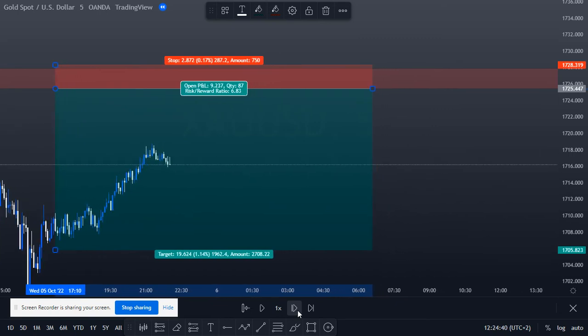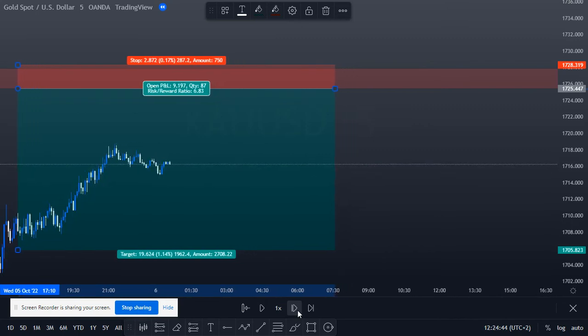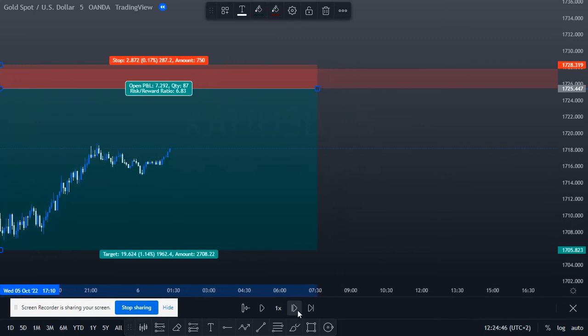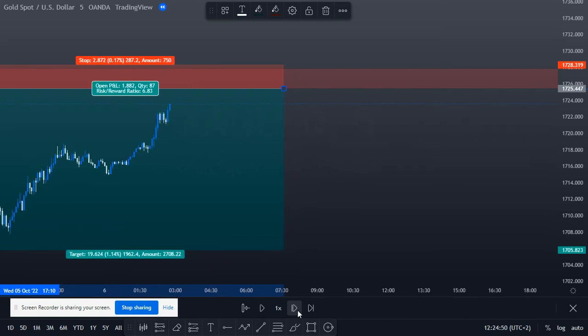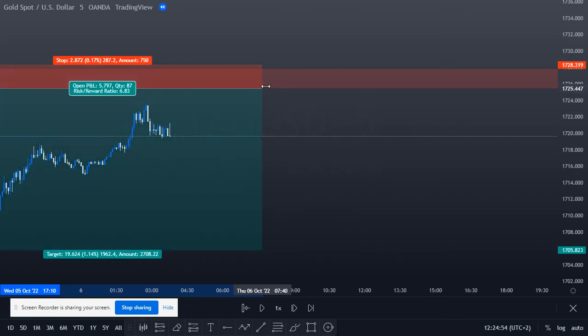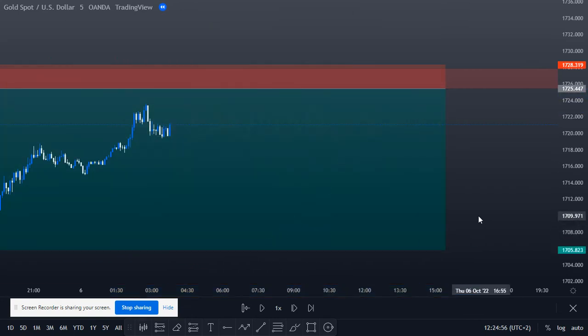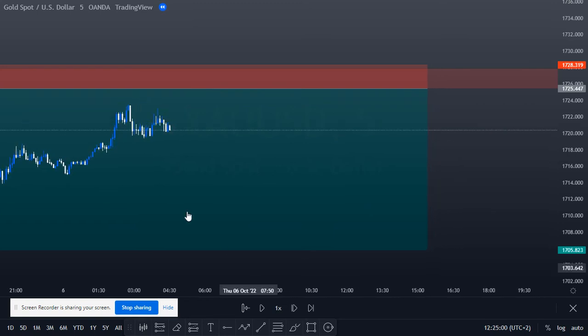Because remember, this order block was a 4 hour order block, but we changed it to a 5 minute order block so we can have sniper entries and limit our stop loss just in case the market goes opposite our direction. Let me just extend that so we can see when the market clicks our order.